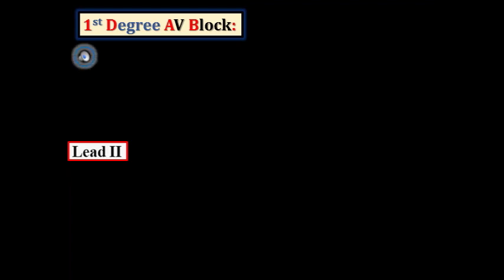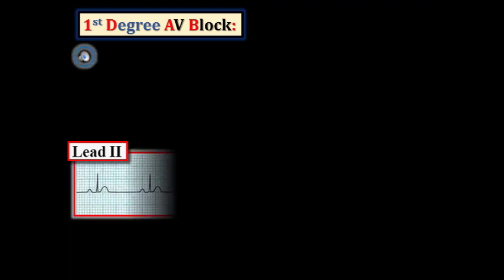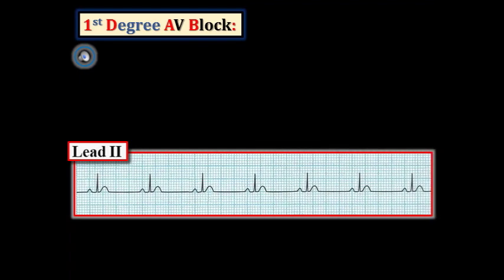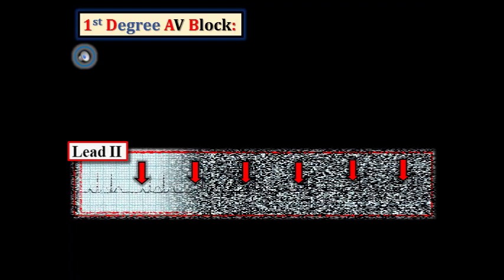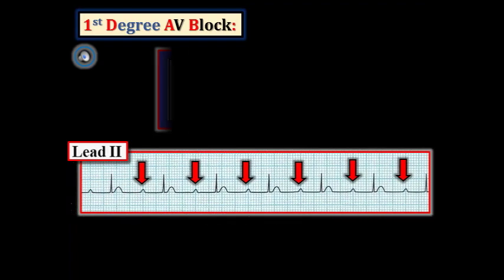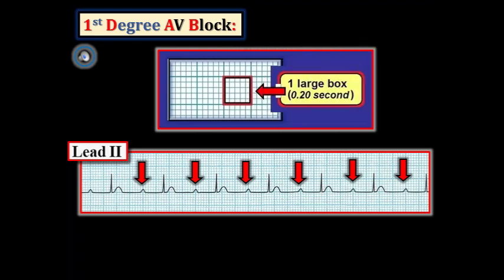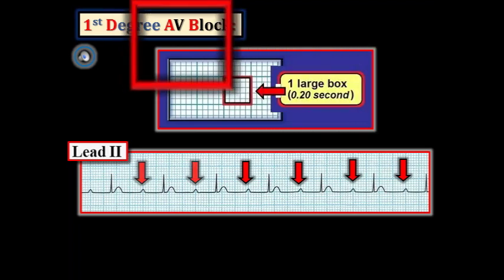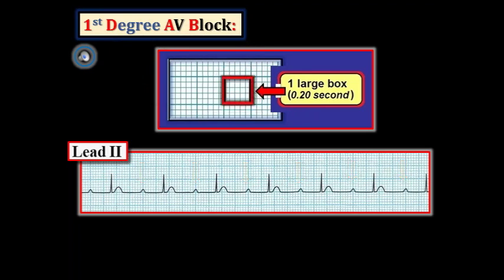Let's see what this all looks like on the ECG. This is a normal sinus rhythm. Each QRS complex is preceded by a P wave with a fixed and normal PR interval. What happens? Remember, we defined first-degree AV block in adults as sinus rhythm with a PR interval that is clearly more than one large box on ECG grid paper, which means that the PR interval is at the least 0.21, if not 0.22 second or more.